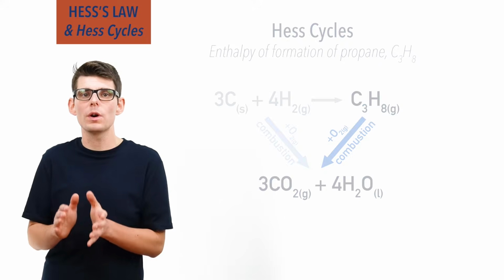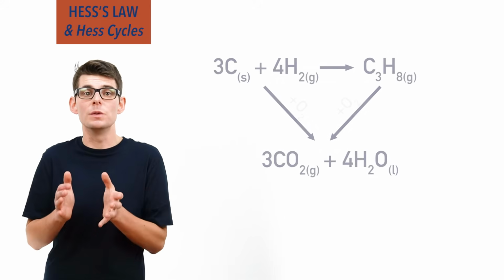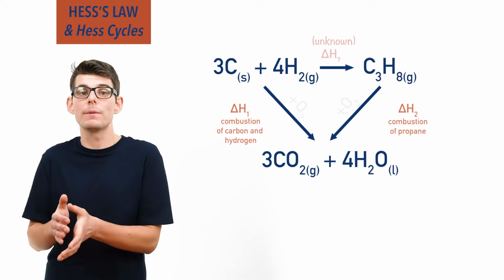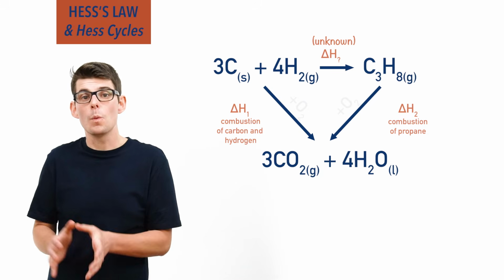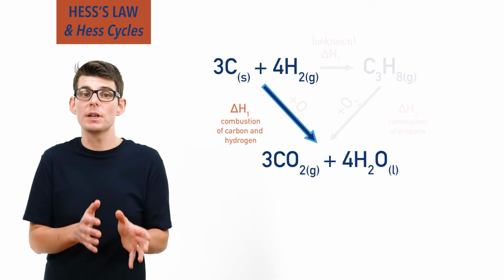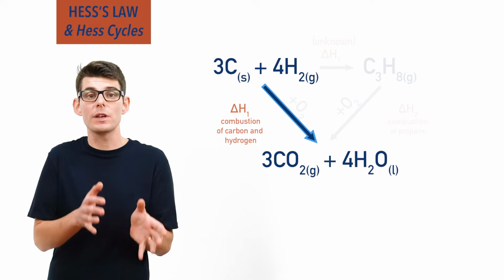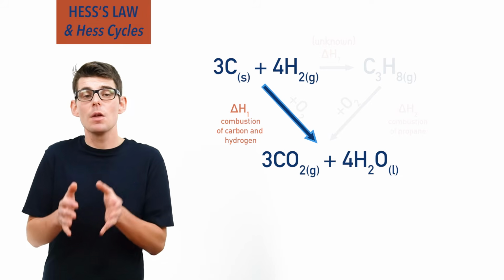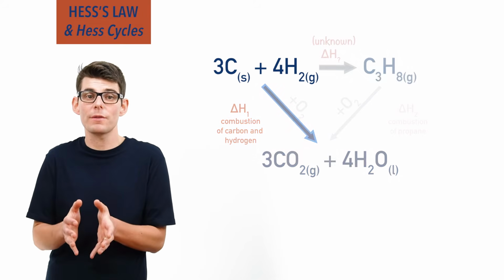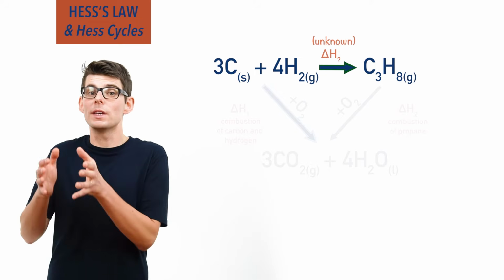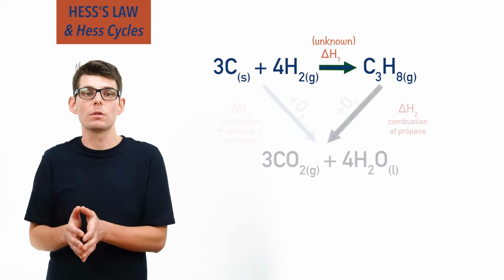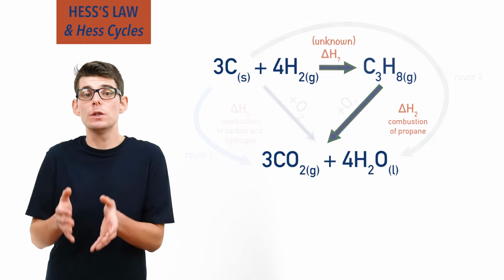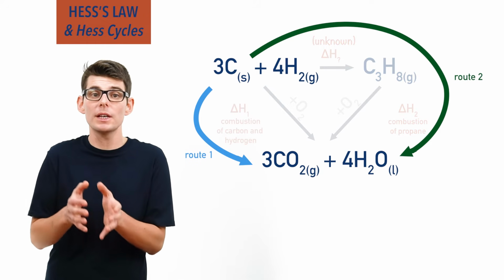This means we can draw a simple cycle, a Hess cycle, using these enthalpies of combustion that we can find experimentally and the unknown enthalpy of formation of propane. We can go straight from the 3 moles of carbon and 4 moles of hydrogen gas to 3 moles of carbon dioxide and 4 moles of water, or we can, hypothetically, react the same amount of carbon and hydrogen together to form 1 mole of propane that we can then convert to the same 3 moles of carbon dioxide and 4 moles of water. We are essentially using 2 different routes to go from the carbon and hydrogen to the carbon dioxide and water.